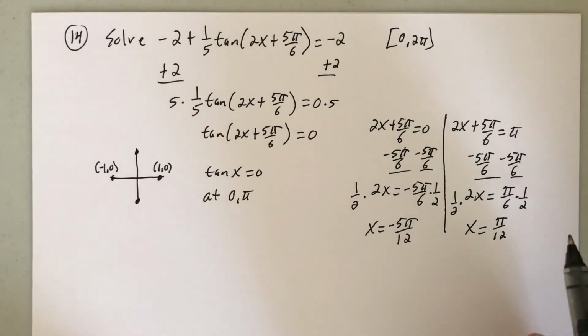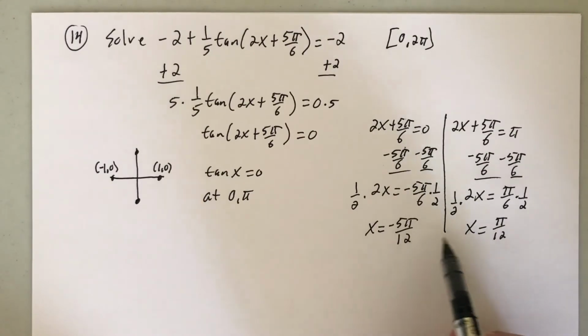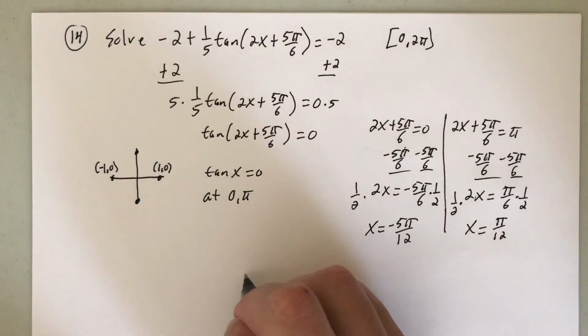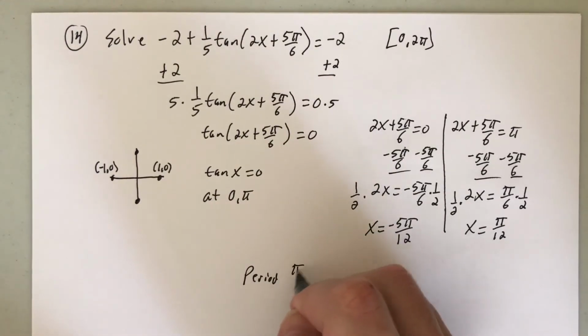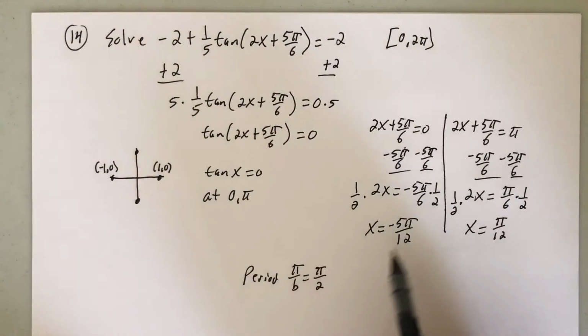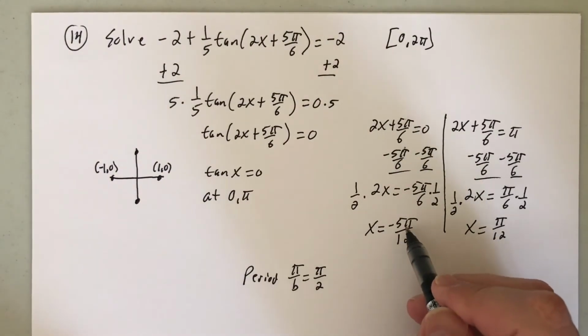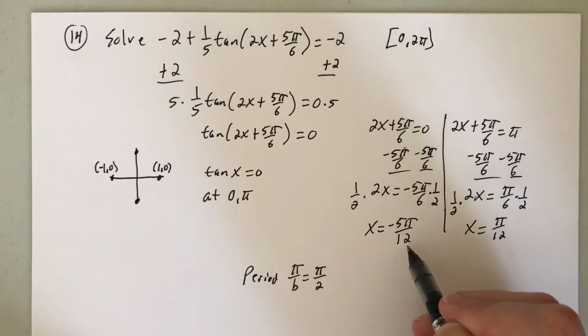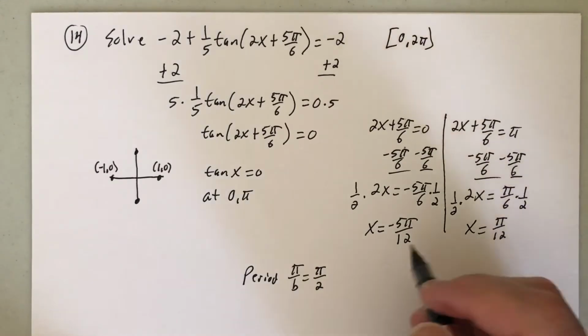Well, let's figure out what the period is, because the only way we're going to get the rest of the solutions is to add the period to this. So the period for this problem right here, remember tangent is pi over b, so that's going to be pi over 2. So the period for this problem is pi over 2. If you look at this answer right here, if I were to add pi over 2 to negative 5 pi over 12, I wind up getting pi over 12 right here. So adding it to this one would already give me this. So I only need to start here at pi over 12 and then just keep adding.